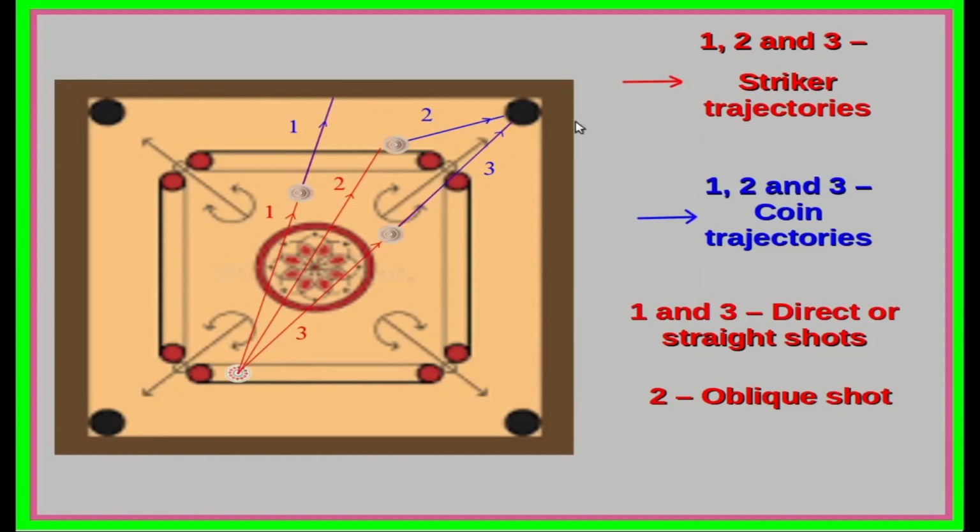So here the various trajectories are shown on the board. The red lines 1, 2 and 3 are the striker trajectories. And the blue ones 1, 2 and 3 are the coin trajectories. Now here 1 and 3 are direct or straight shots, and 2 is an oblique shot.